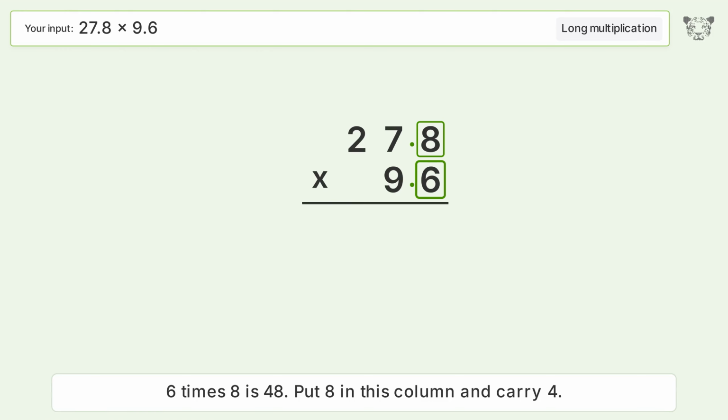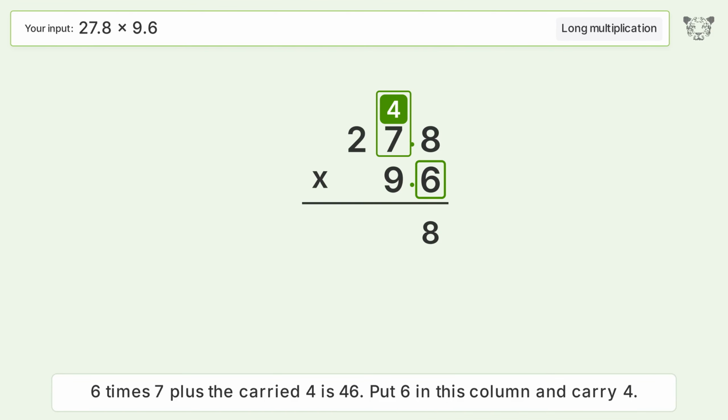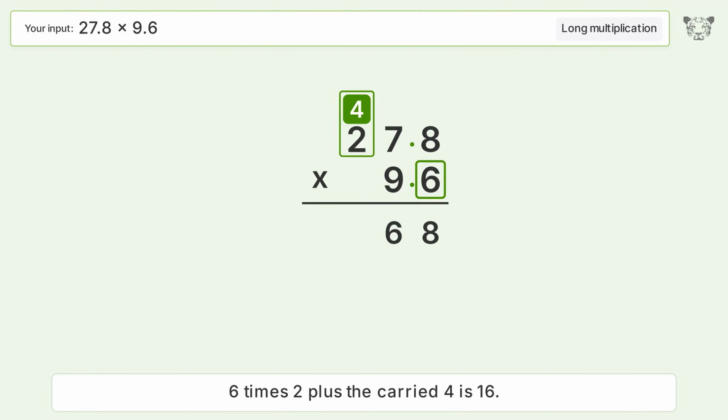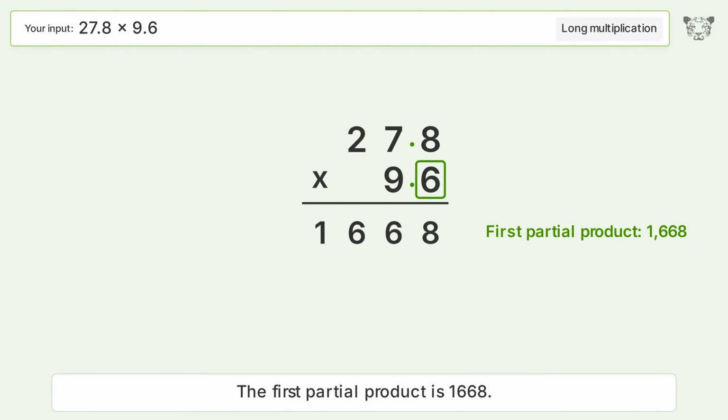6 times 8 is 48. Put 8 in this column and carry 4. 6 times 7 plus the carried 4 is 46. Put 6 in this column and carry 4. 6 times 2 plus the carried 4 is 16. The first partial product is 1668.